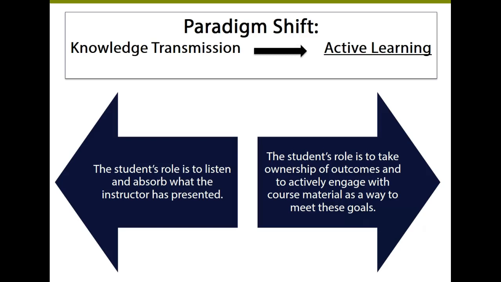And in the active learning paradigm, the student's role is very different, right? They take ownership of these learning outcomes. They know what they are, they know what the goals are for the course, and they actively engage in the course material as a way to meet the objectives.